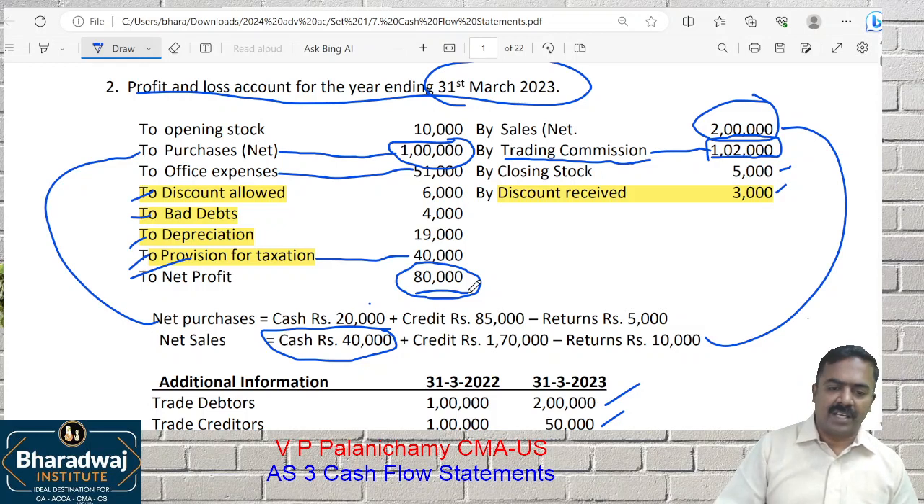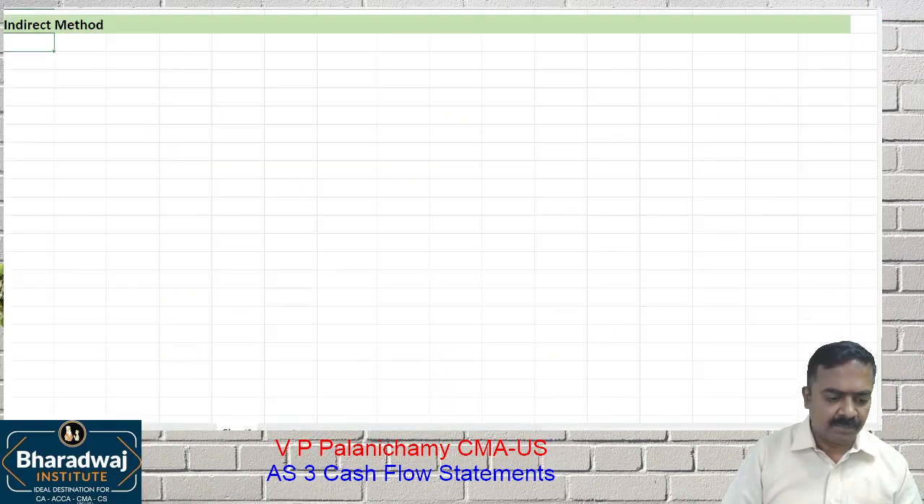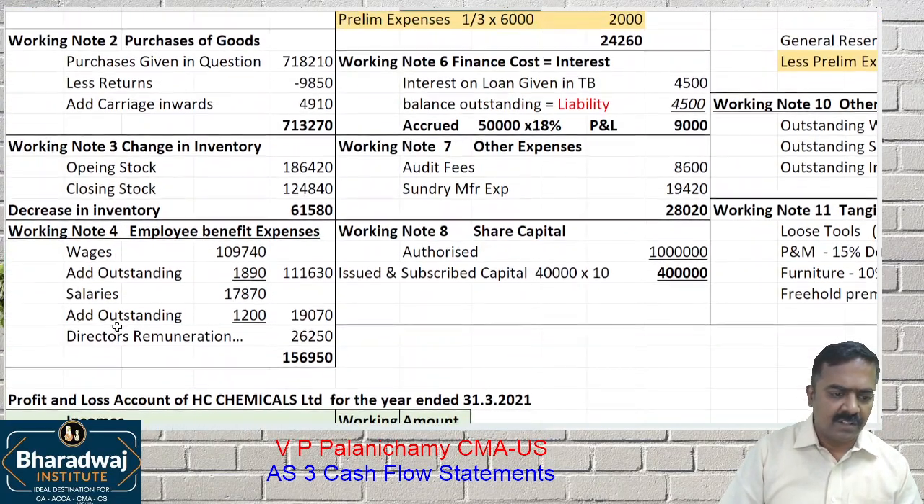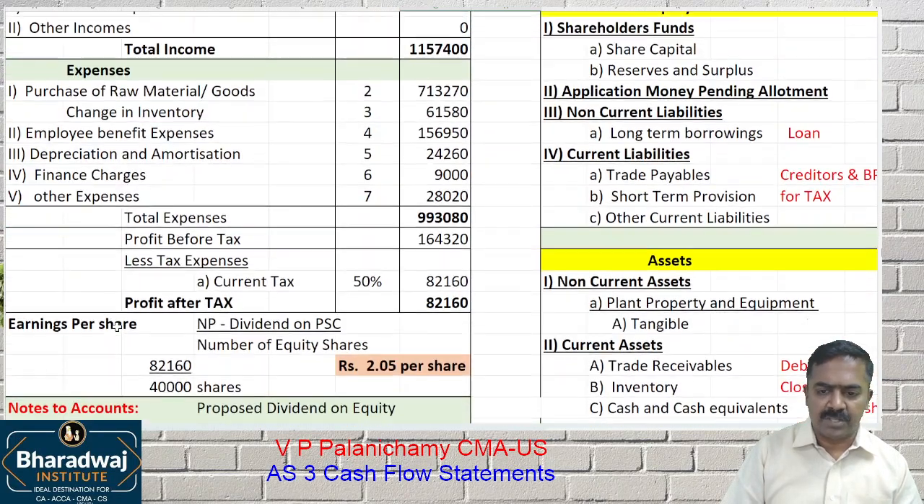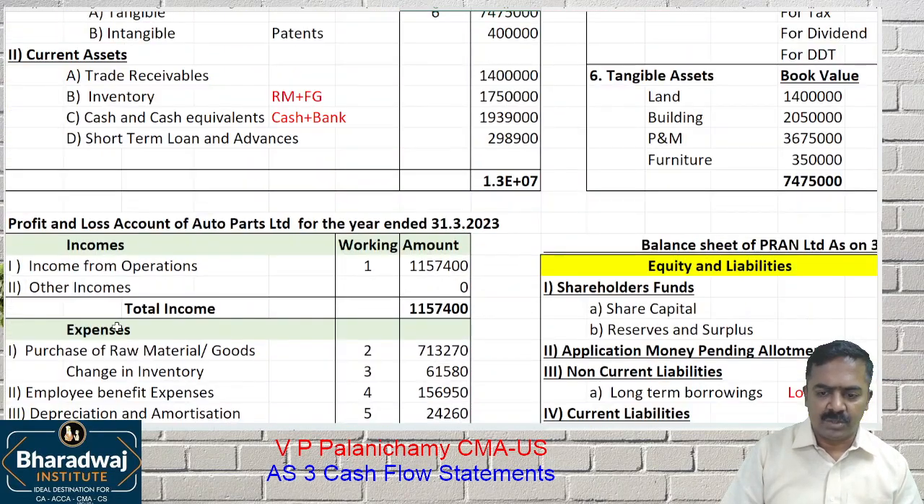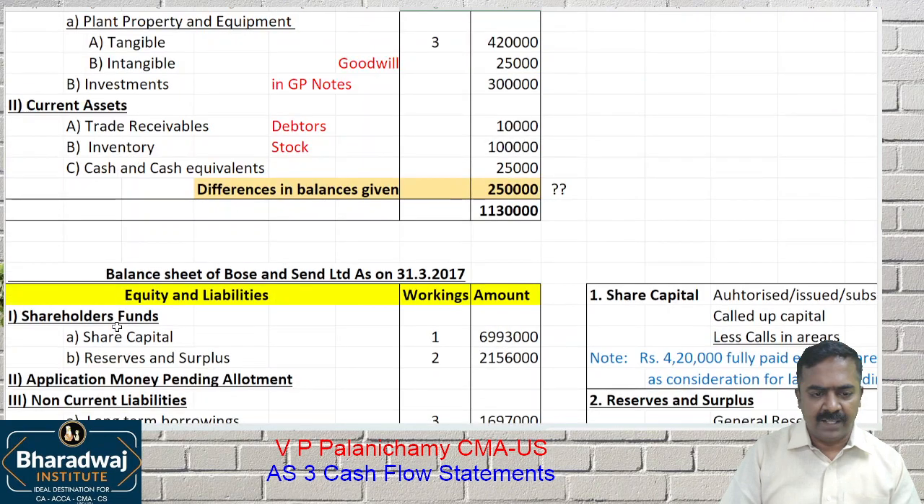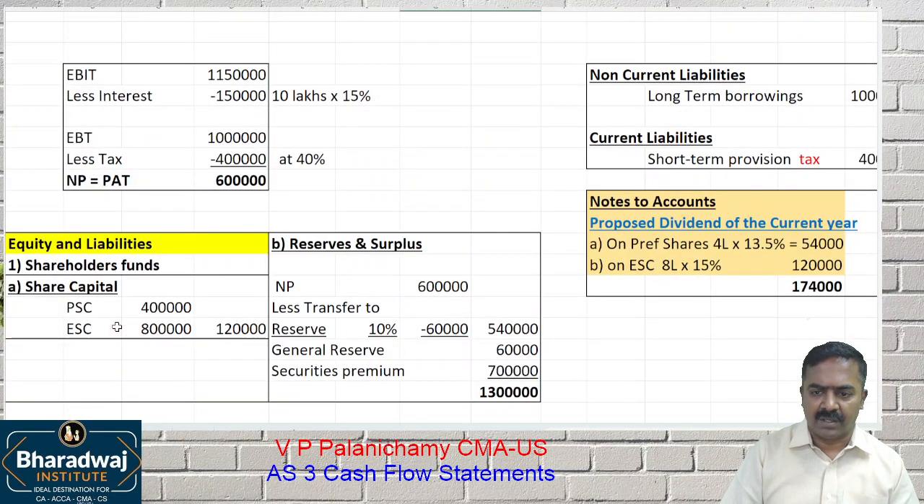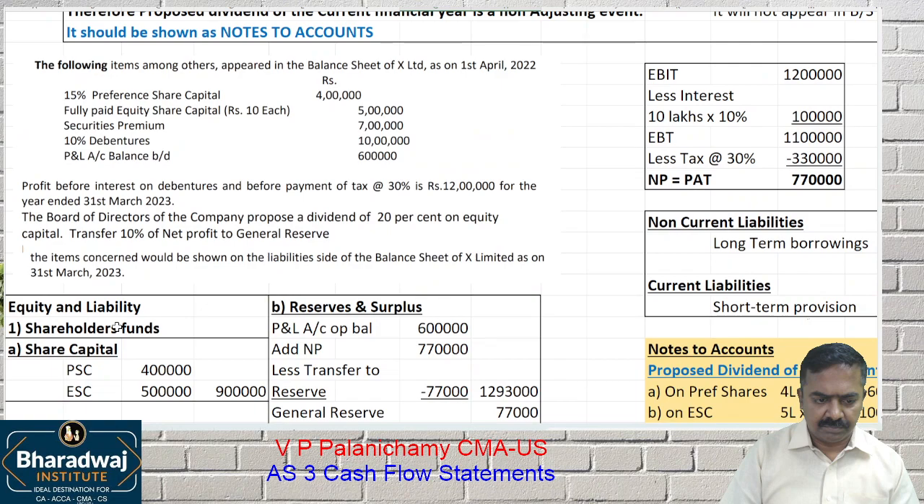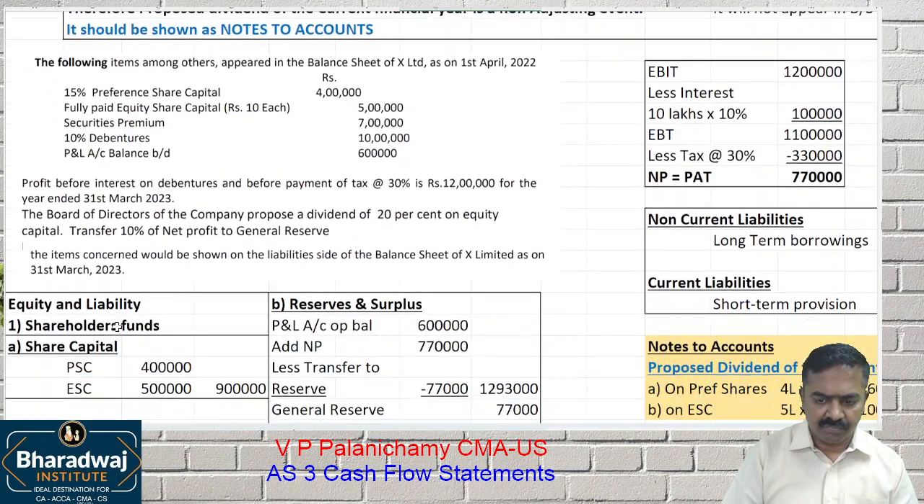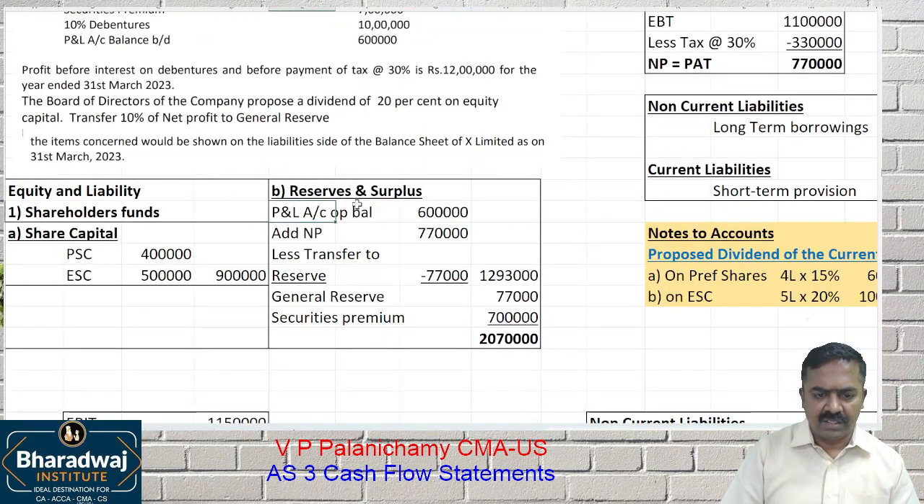And sometimes the profits are subject to appropriations. In this question, there is no appropriation. Like we have done while preparing final accounts, we used to transfer to proposed dividend, we used to transfer to reserves. The net profit will be transferred to reserves. P&L account opening balance, add net profit, we transfer to reserve and arrive at the closing balance.